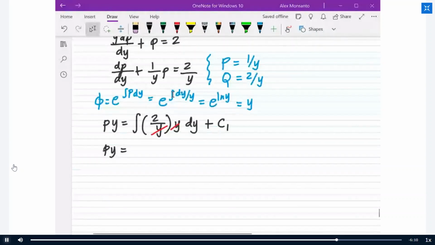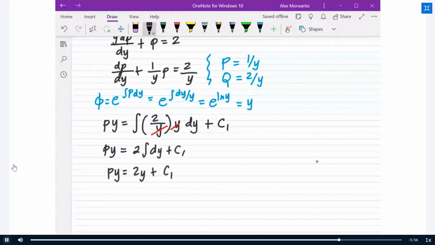Okay, so ayun nga. Bale, yung nakuha nating resulting equation dito, after natin i-substitute yung mga derivatives in terms of small letter p, sinunod natin siya as a linear first order. So dito, nilagay na natin siya dito. I can have 2 integral of dy plus c sub 1. So py is equal to 2y plus c sub 1.